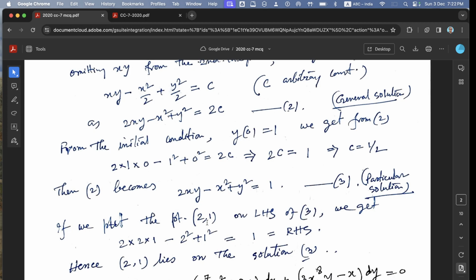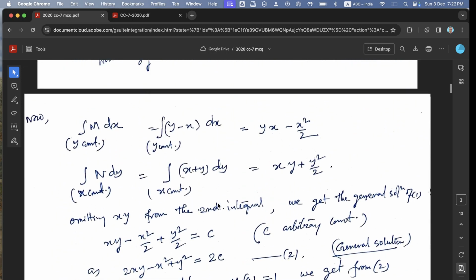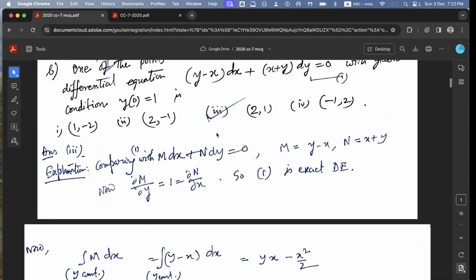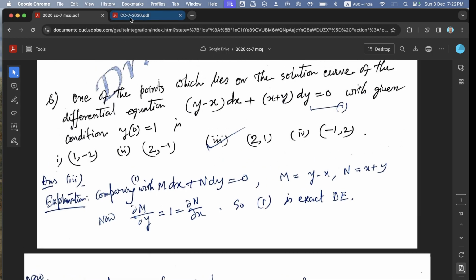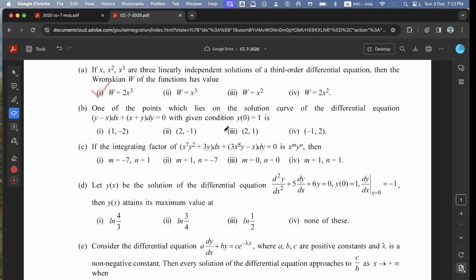If we plot the point (2, 1), so x equal to 2, y equal to 1 in equation 3, on the left hand side of 3 we get 1, which is the right hand side. So the point (2, 1) lies on this particular solution curve 3. So (2, 1) is the correct option, option 3.